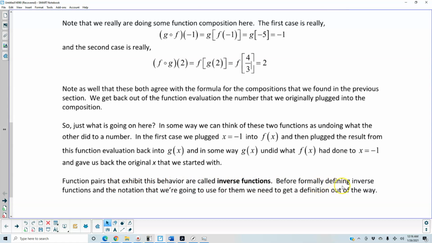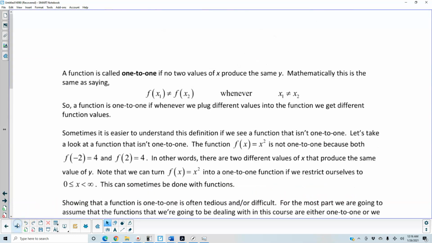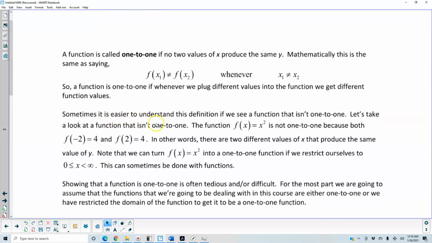Before formally defining inverse functions and the notation that we're going to use for them, we need to get a definition out of the way. A function is called one-to-one if no two values of x produce the same y. Mathematically, this is the same as saying f of x1 does not equal f of x2 whenever x1 does not equal x2. So a function is one-to-one if whenever we plug different values into the function, we get different function values.